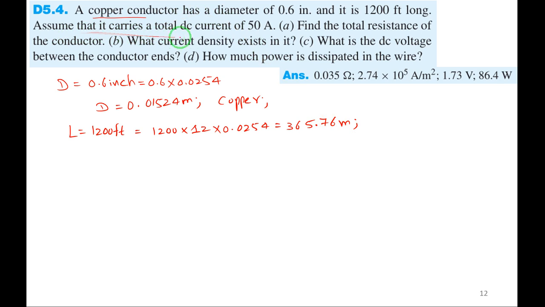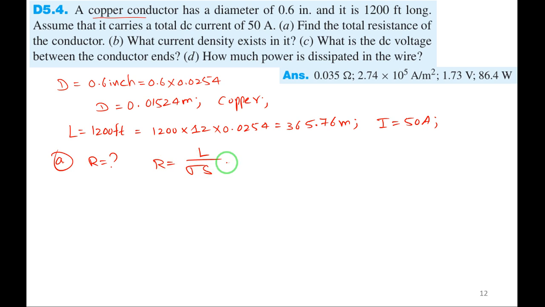Yes, assume that it carries a total DC current of 50 amps. Current I is 50 amps. So part A, what is asked? Find the total resistance of the conductor R. Yes, we know the relationship. R is equal to length of the conductor L by sigma S.